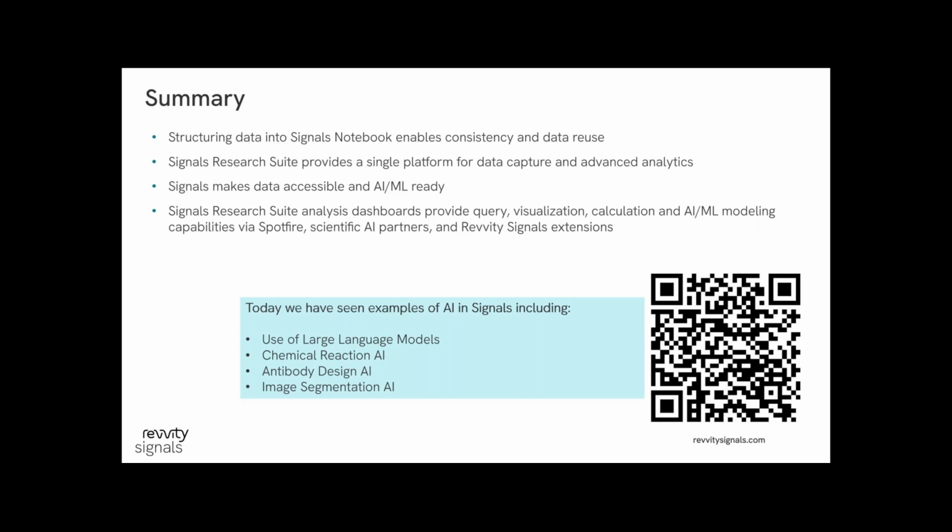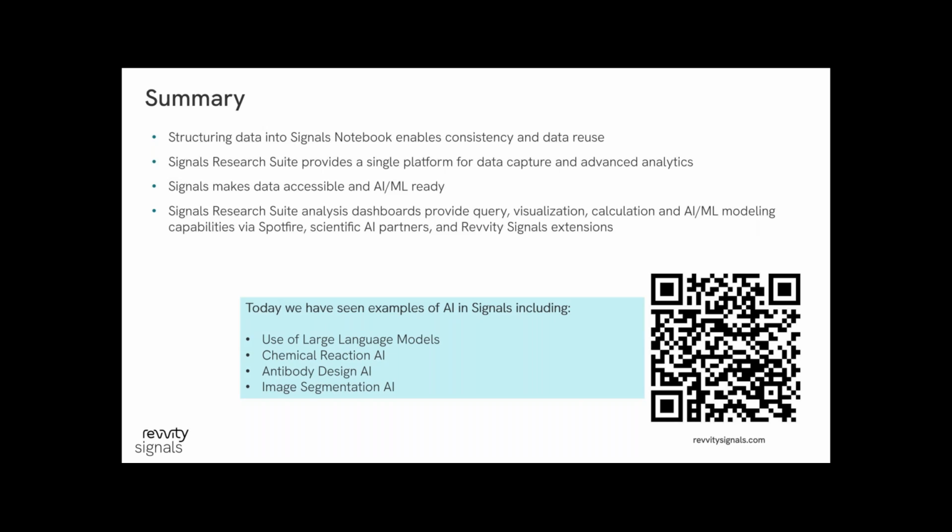So first of all, Signals Notebook and Signals Research Suite help you structure data while you're adding it. And that's important because that's part of this AI ready data. This helps ensure that you have your data in a consistent, organized format so it is ready for data reuse. And that's been important for the analytics and visualization that we've been doing with Spotfire, and it's equally important, and probably more important, with AI and machine learning.